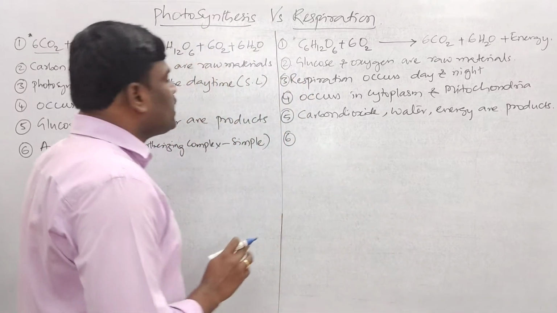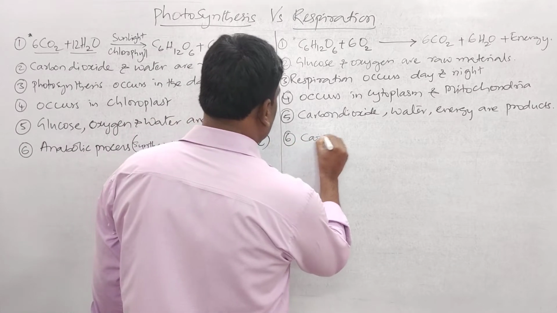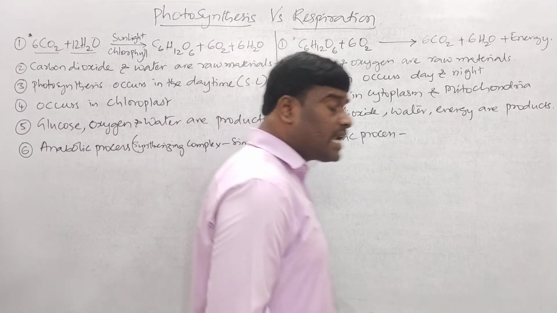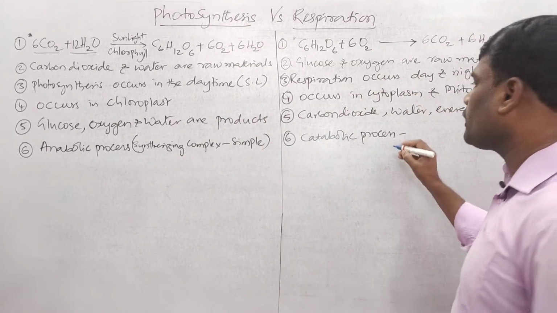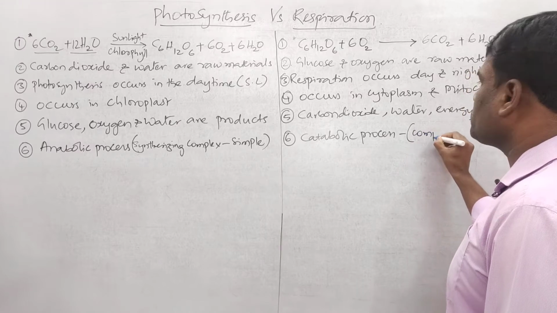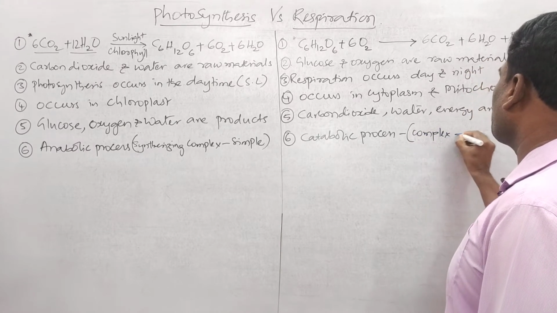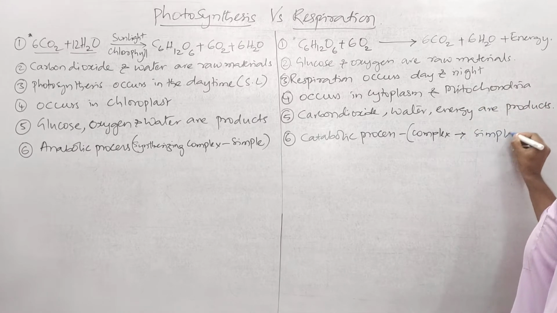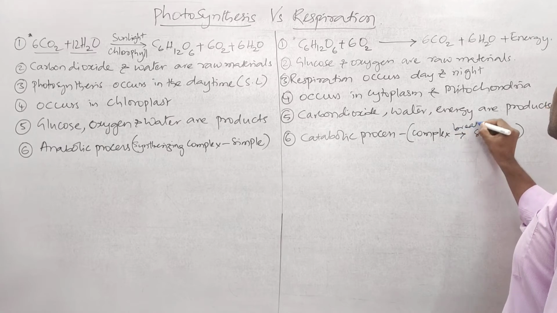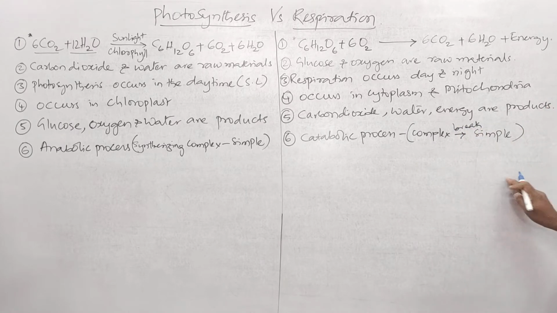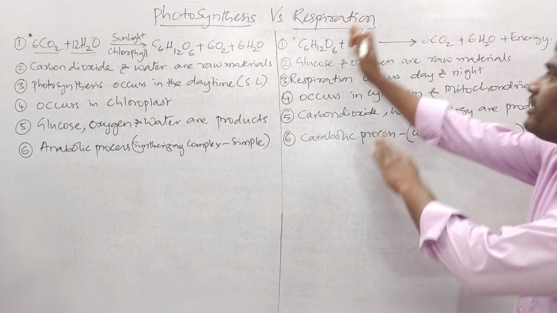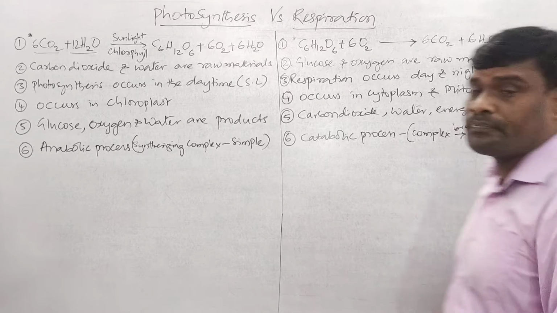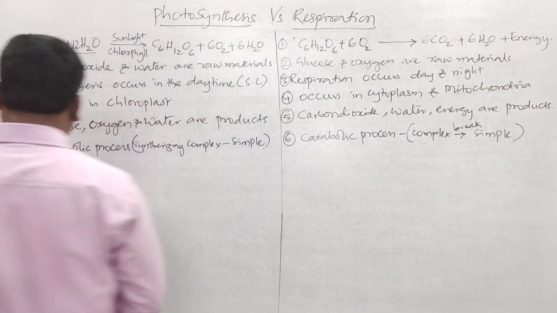So here the respiration process is catabolic process, isn't it? So in this catabolic process, children, large molecules, complex molecules will break down into simple ones. So here they break down into simple molecules. So you see here oxygen, it breaks down into carbon dioxide as well as water to liberate energy. Got it? And next come to the seventh point, children.